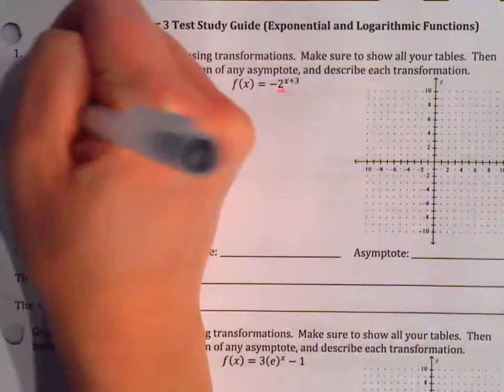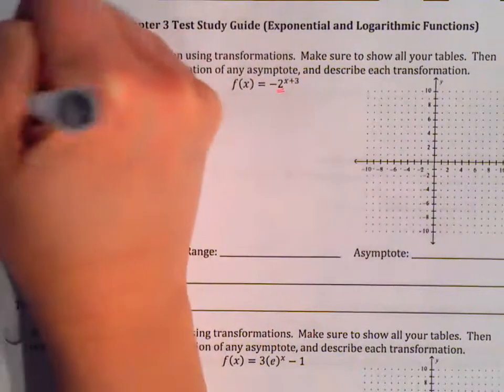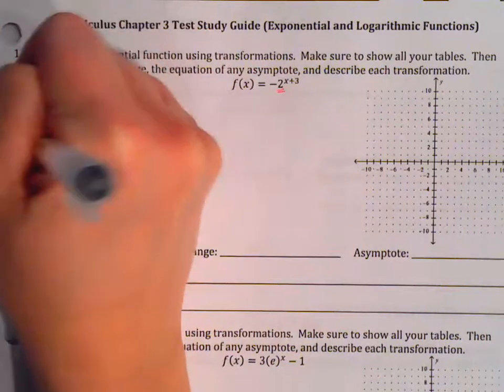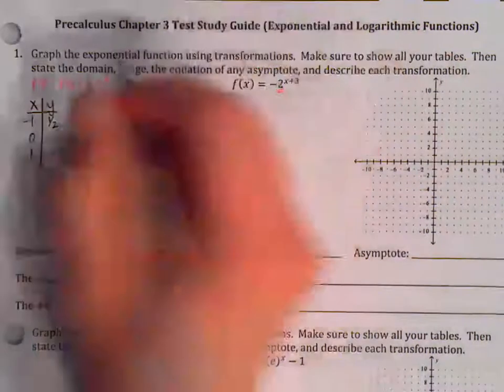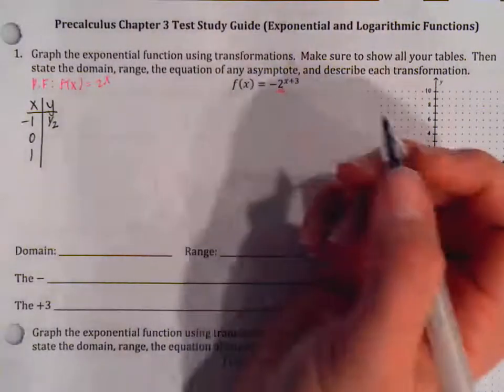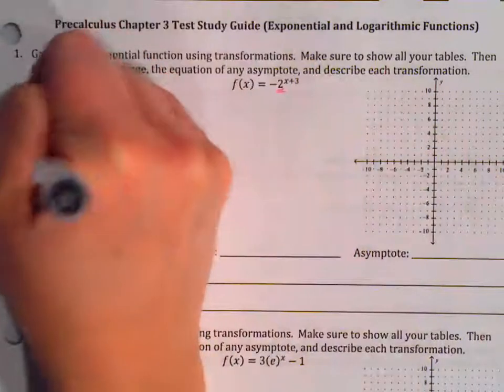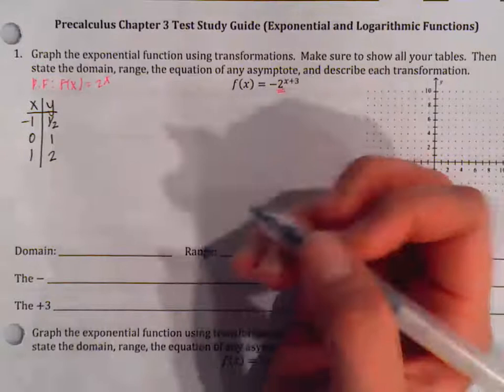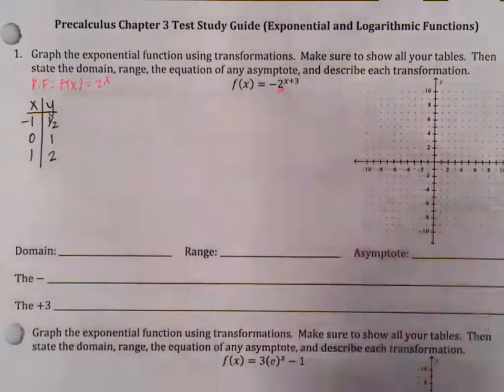My table is always the same. It's an exponential. So my x values are -1, 0, 1. My y values are going to be 1/2 because 2 to the -1 makes it 1/2, 1 and 2 because 2 to the 0 is 1, 2 to the first is 2. And then we're just going to apply our transformations.